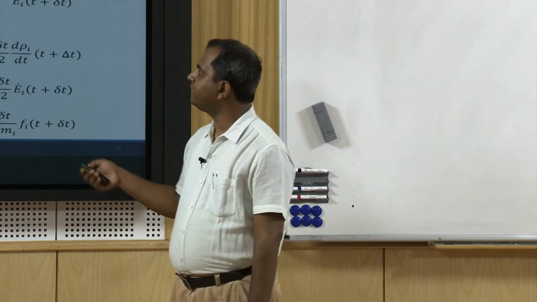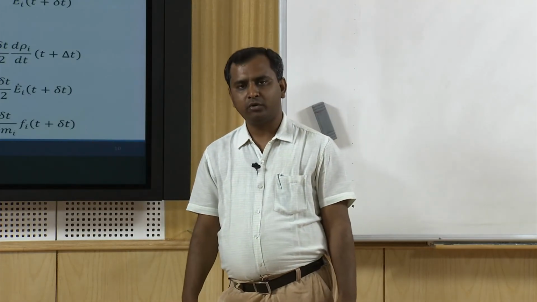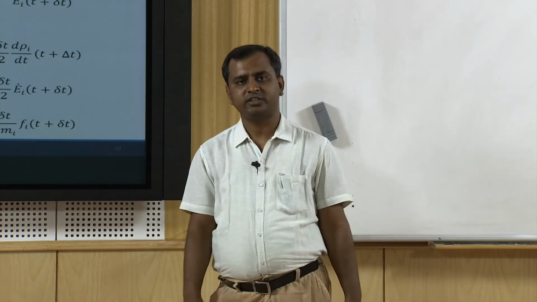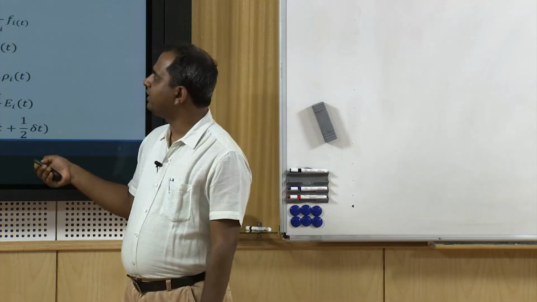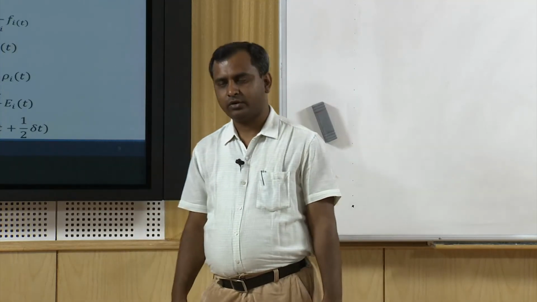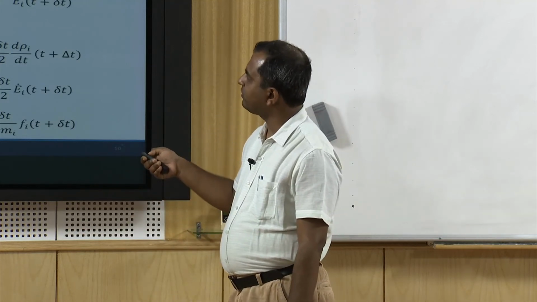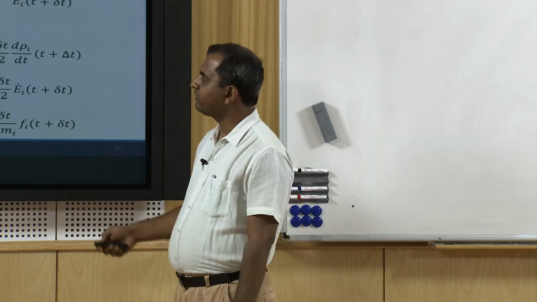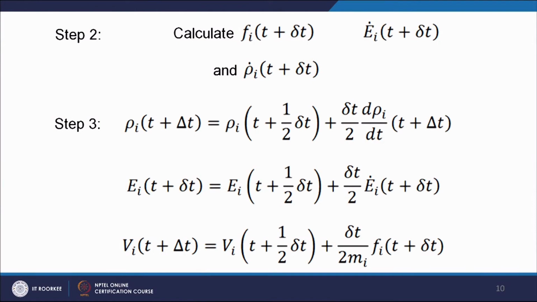So, all these quantities can be found out using your continuity, momentum, energy and continuity equations respectively, using V bar at t plus delta t in the right hand sides. Once we find these updated values of Fi, Ei dot and rho dot, we will be updating the values of actual rho, Ei and Vi using the half time step values and the rates.